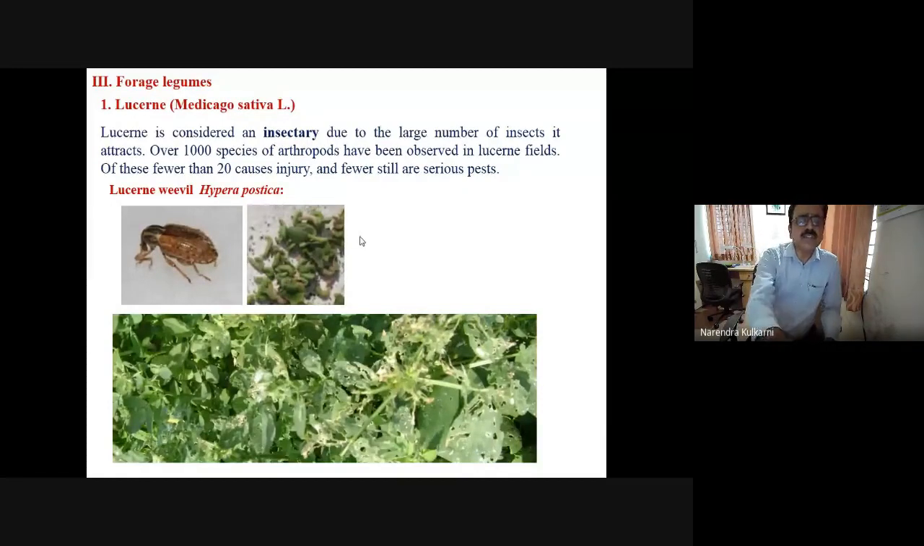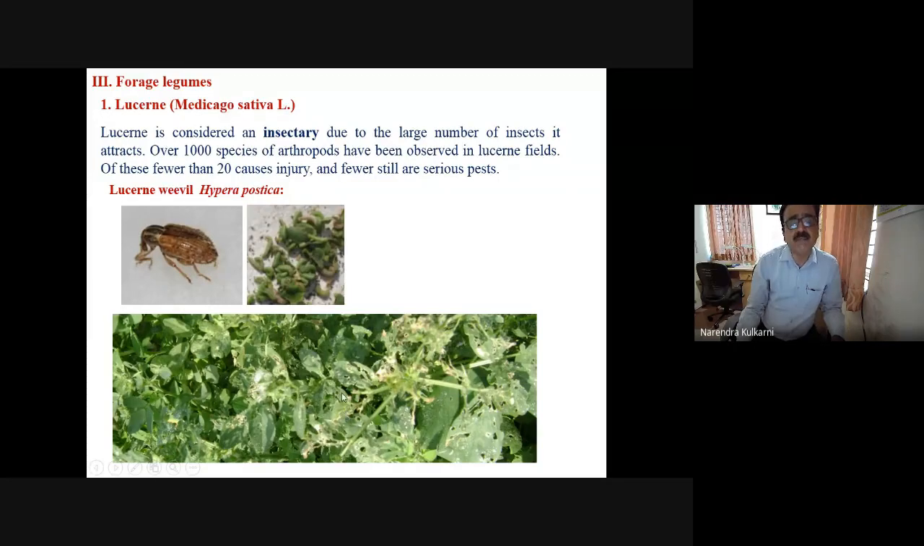So this lucerne, what you are seeing in this picture, this lucerne weevil, scientifically called Hypera postica. This coleopteran insect, fortunately, is not there in southern India. For the information of participants, I am saying this, this is a very serious pest in central India, including even Punjab, Haryana area also. Southern India is almost free from this insect, because there is a specific requirement of cold nights during the winter for the completion of the life cycle of this insect. So that is not prevalent, especially in southern India. So this insect is not seen in southern India.